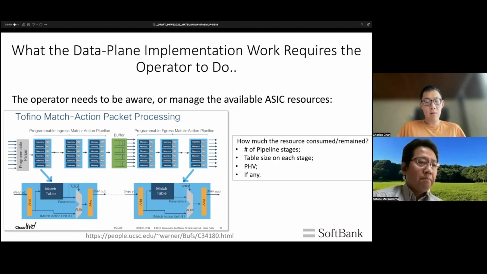I see. So, yeah, that makes a lot of sense. Okay. In our experience, we found another resource to take care of. That was the number of pipelines and the table size on each stage. So that affects the flexibility of the network programming. That's what we found operators will need to take care of in the future.